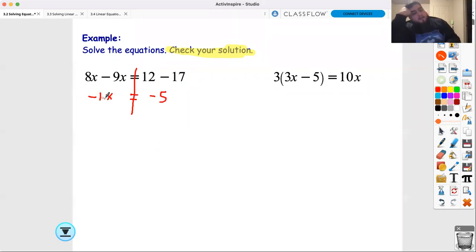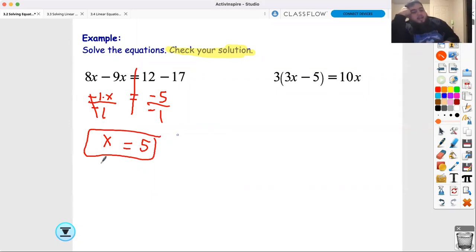So now remember, when we have a number next to a letter, they're being multiplied. So the opposite of multiplication is going to be division. We're going to divide both sides by -1. Here, the negatives cancel out and x is now positive. And two negatives make a positive, so x is 5 now.